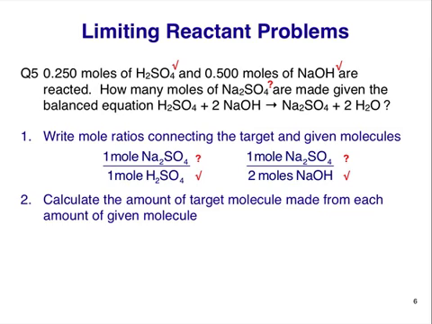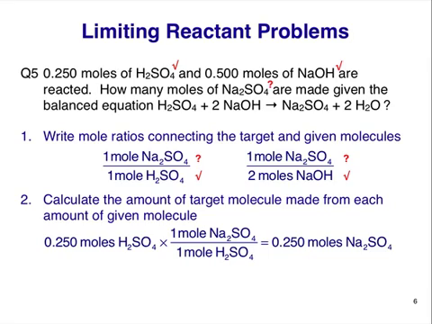Step 2 is to do the actual calculations, to set up the equations and calculate the amounts of products. Here's the first one. 0.250 moles of H2SO4 multiplied by the mole ratio that we wrote above. The answer is that we can make 0.250 moles of sodium sulfate from 0.250 moles of sulfuric acid. This makes sense because they're in the ratio 1 to 1 in the chemical equation.